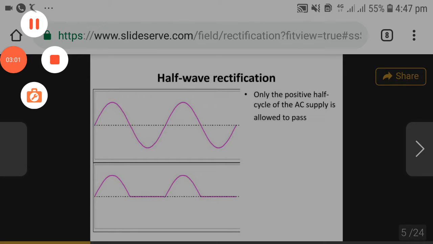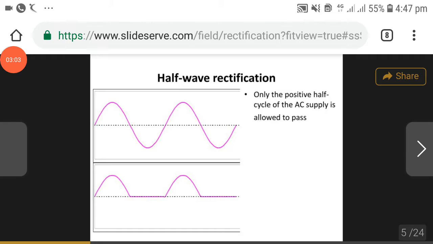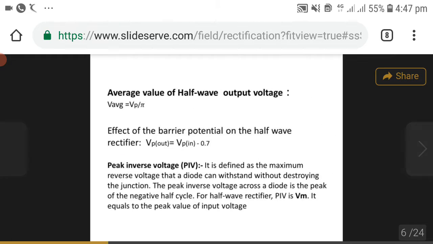Only the positive half cycle of AC supply is allowed to pass. In the negative half cycle, the output is 0. The average value of half wave output voltage is V average equals Vp upon pi. The effect of the barrier potential on the half wave rectifier is Vp out equals Vp in minus 0.7.